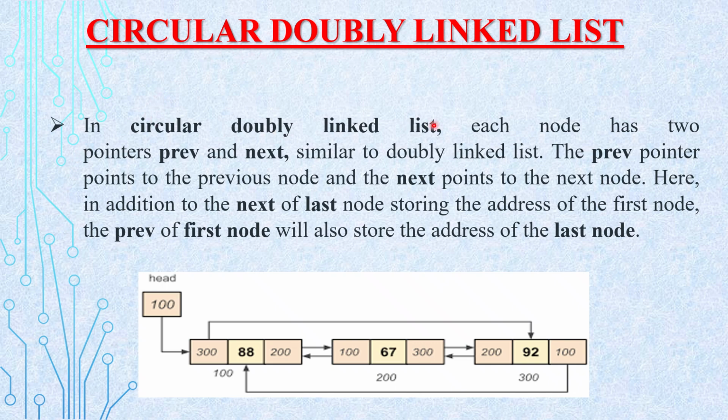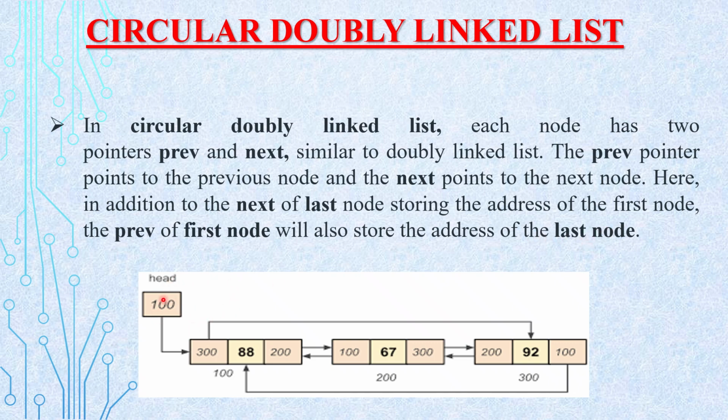Now we discuss circular doubly linked list. In circular doubly linked list, each node has two pointers, previous and next. Similar to the doubly linked list, the previous pointer points to the previous node and the next points to the next node. Here, in addition to the next of the last node storing the address of the first node, the previous of the first node will also store the address of the last node.